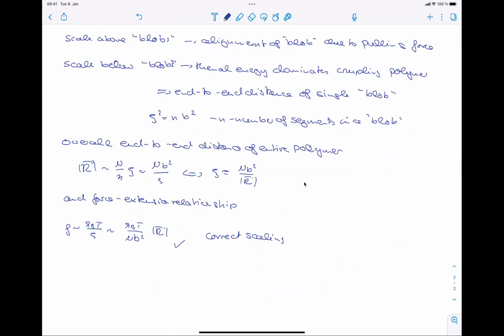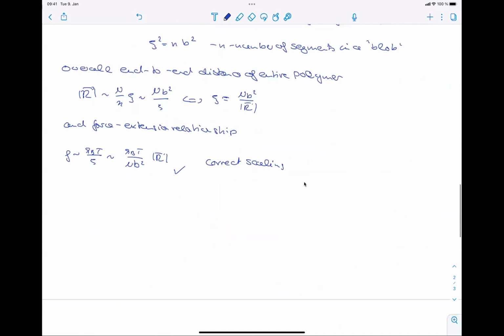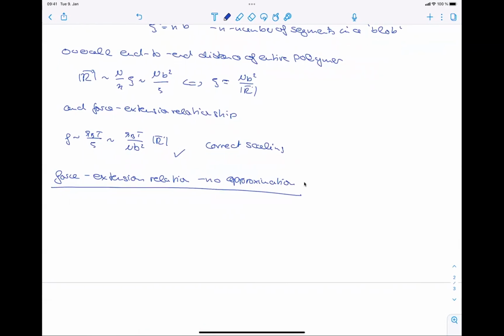Okay. So after this heuristic way of gaining physical intuition, I also want to show you that in this case, we can actually calculate the force-extension relation without any approximation. That would be like going back to our statistical mechanics toolbox, where we start with a partition function.